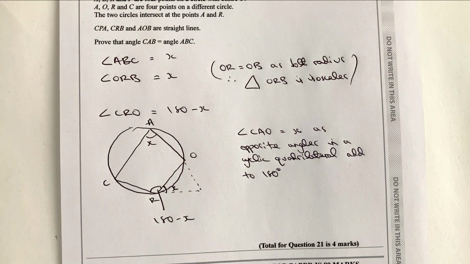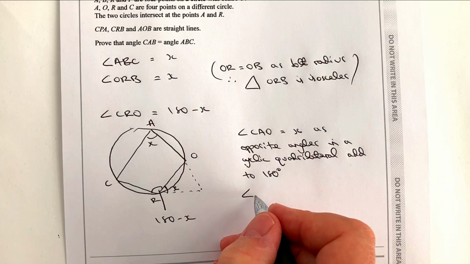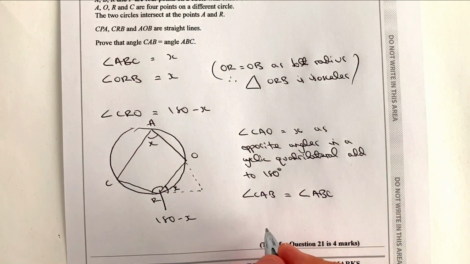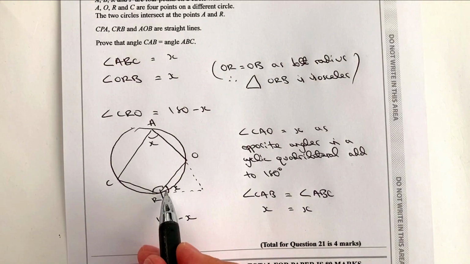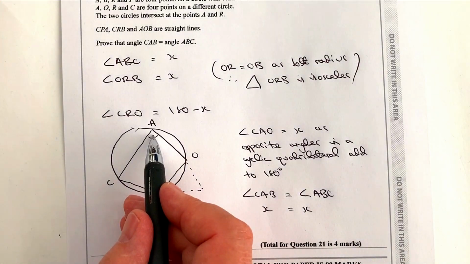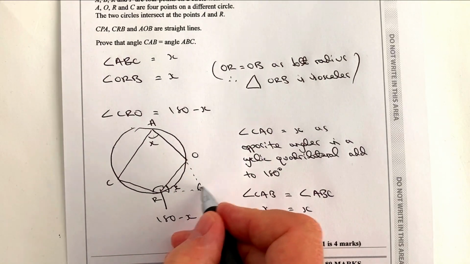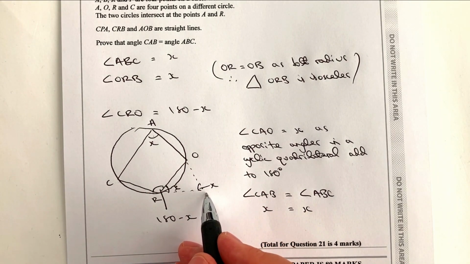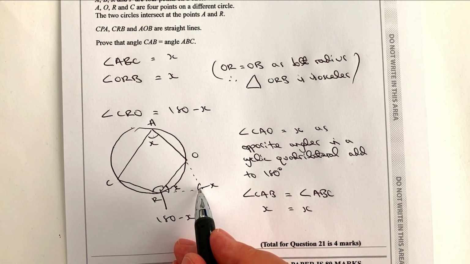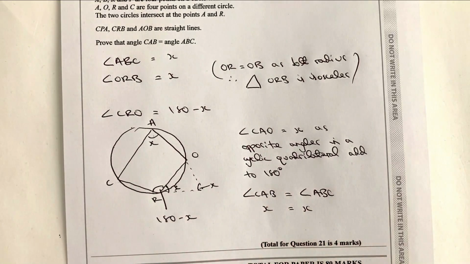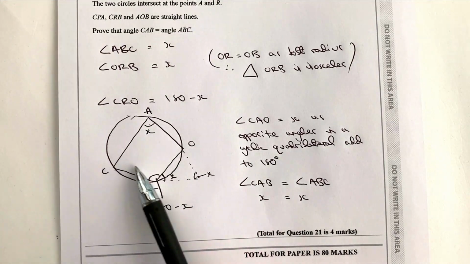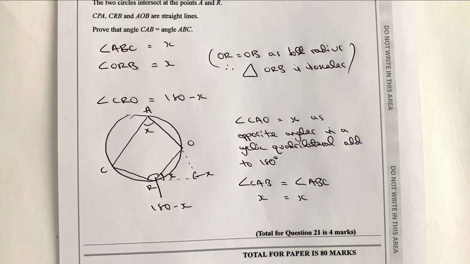And in order to prove that angle CAB equals angle ABC, they both must equal X. In other words, this angle at the bottom here must equal this angle at the top here, which is also X. So ABC, which is this one, and the one at the top, CAB, which is this one, they both must equal X by virtue of this being an isosceles triangle and this being a cyclic quadrilateral.